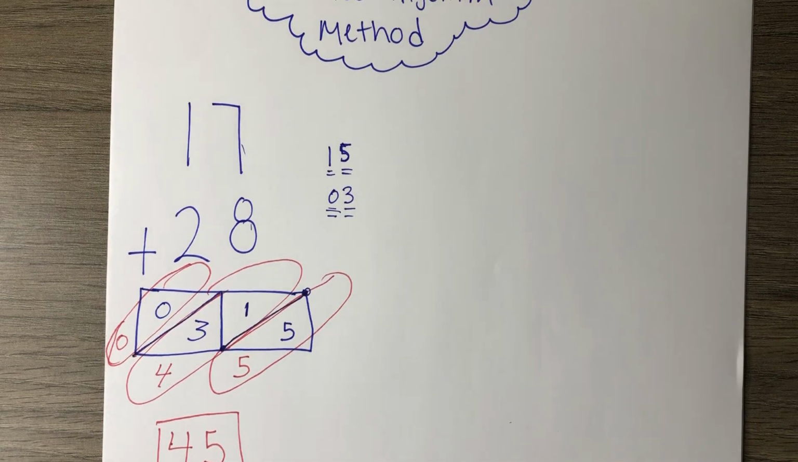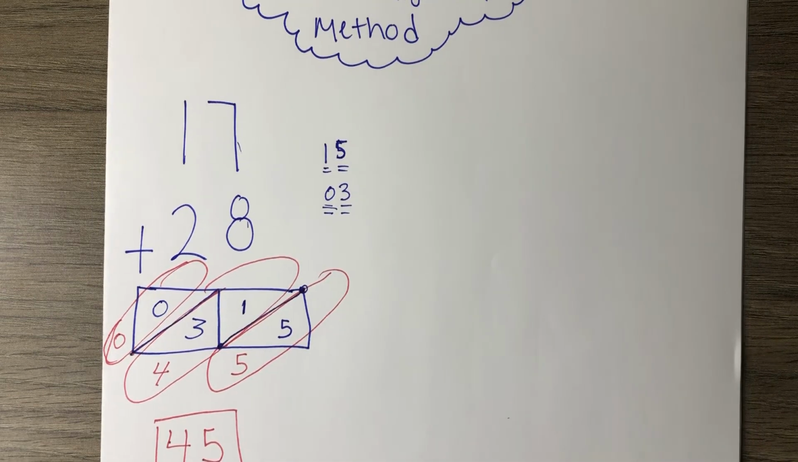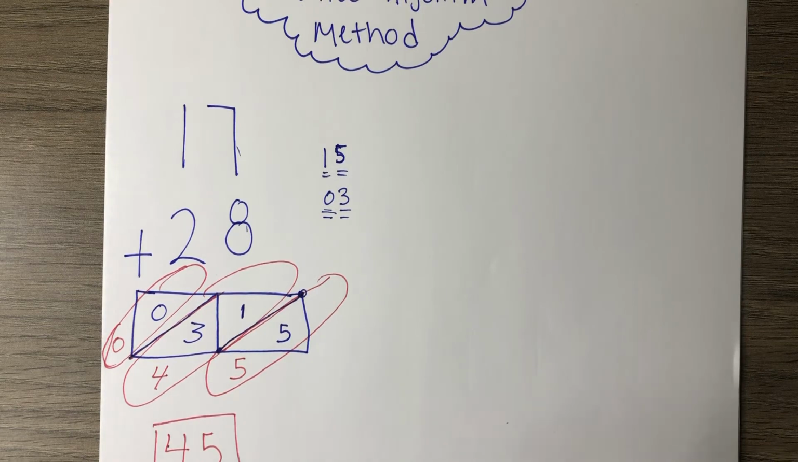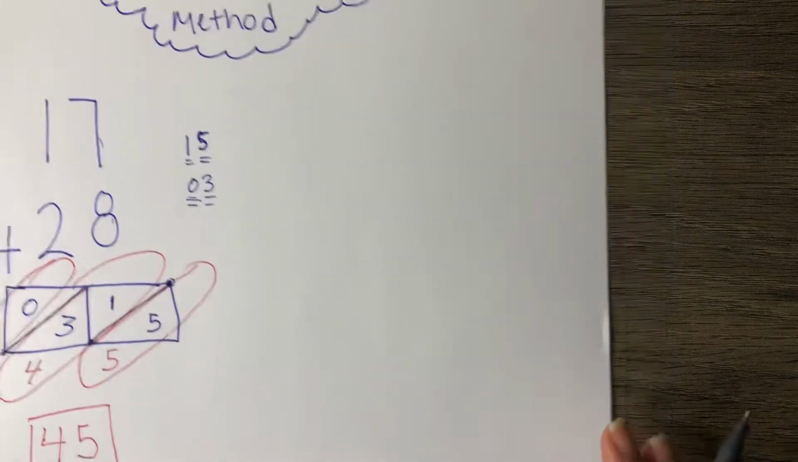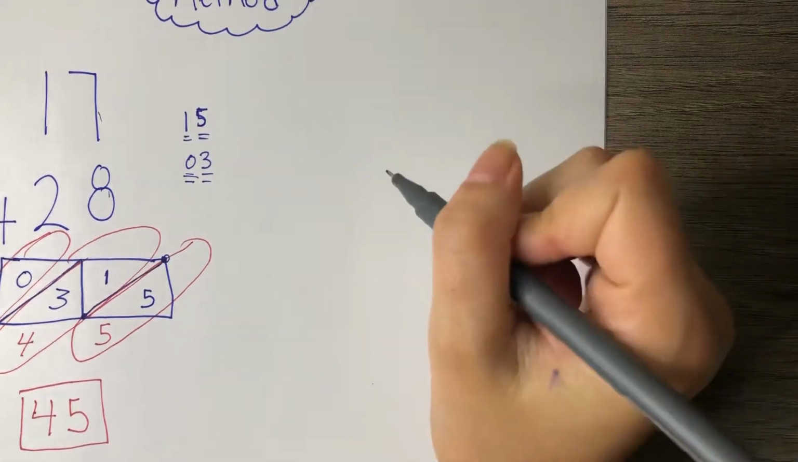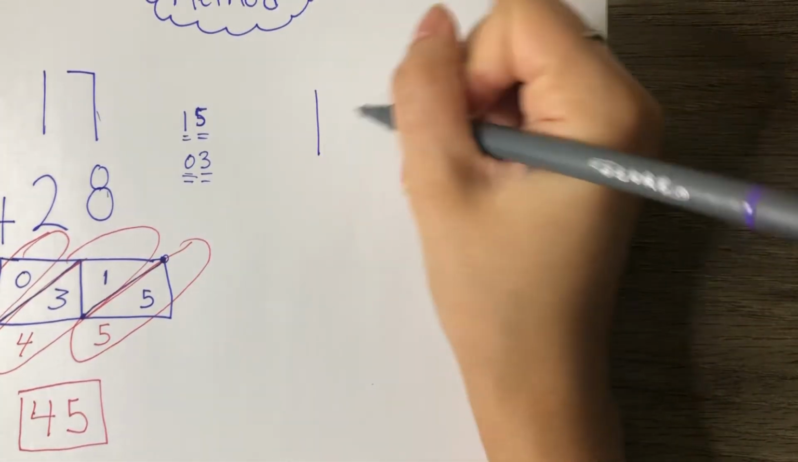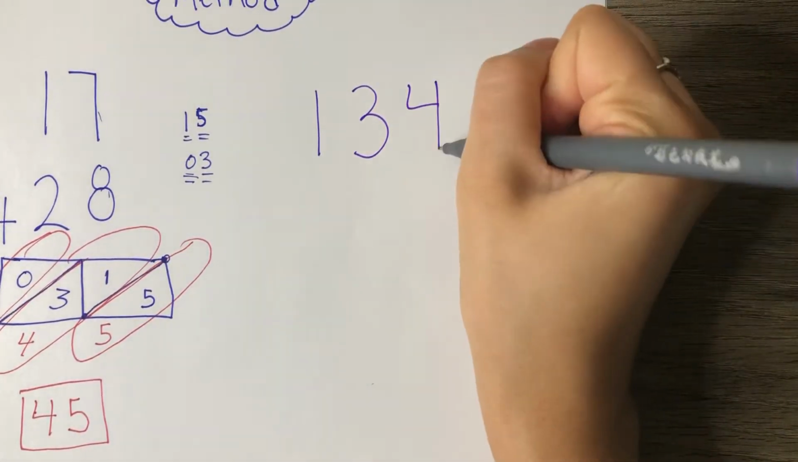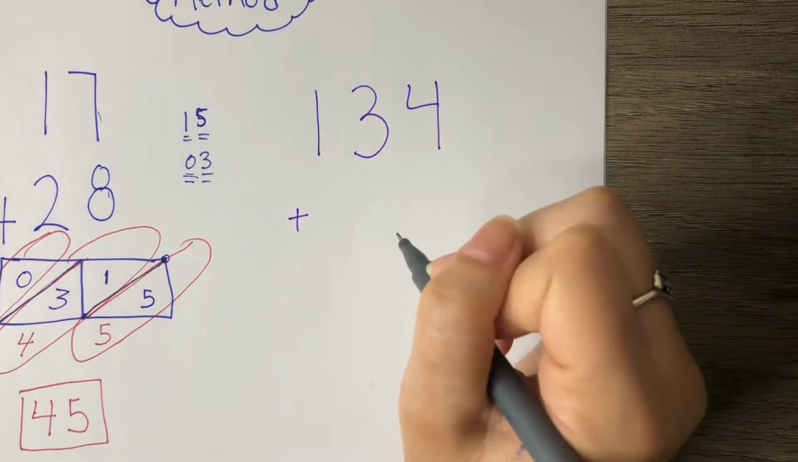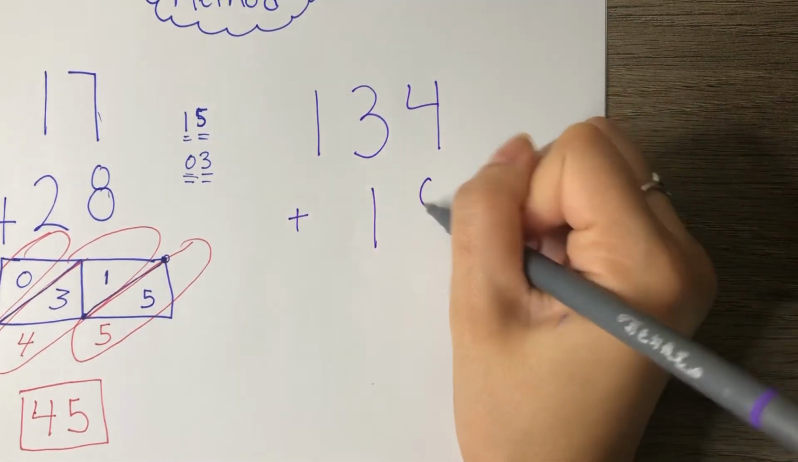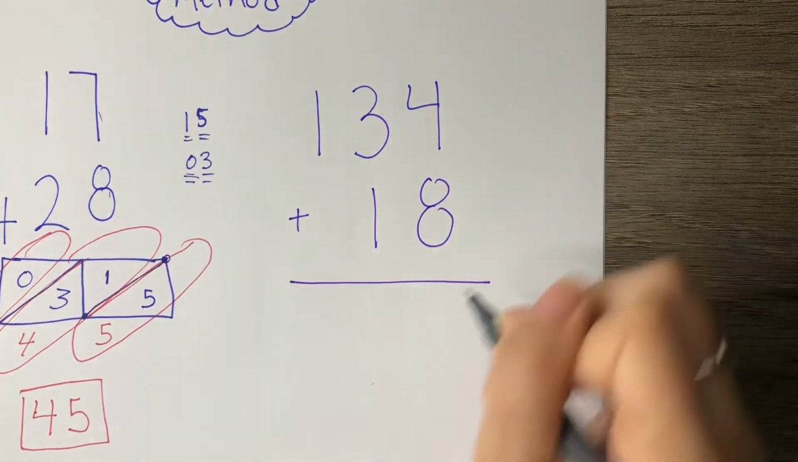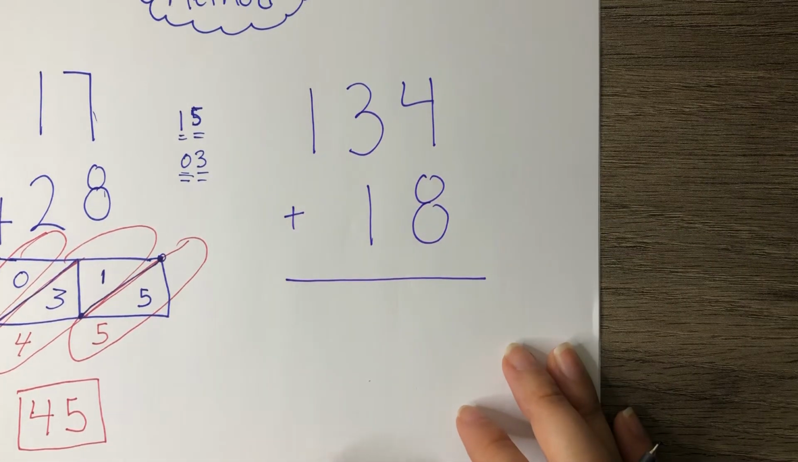We're going to do a second problem. And this one's going to be a little harder. Our second problem, we're going to have 134 plus 18. 134 plus 18. So what's our first step?